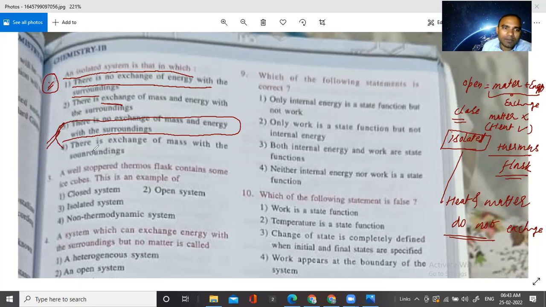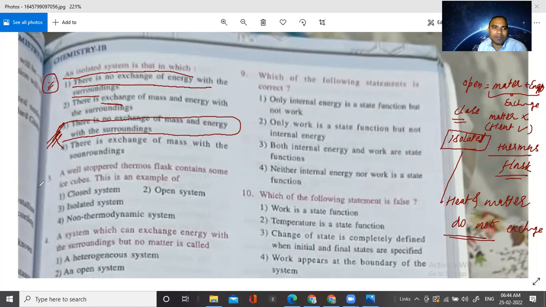The last option will not be there. There is exchange of mass with the surrounding? No, mass is not going to exchange with the surrounding in case of the isolated system. So this is option number three. You need not write this one, I'm explaining. So let it be like that.